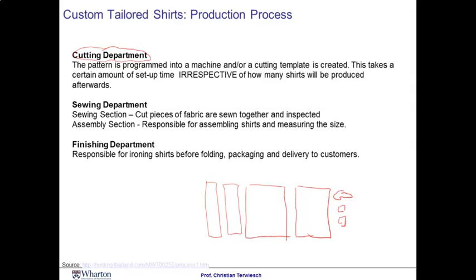Oftentimes, there are even multiple layers of textile piled on top of each other and then cut in one go. So the next step is the sewing department. This is a real assembly line where these multiple pieces that we get out of the cutting are put together. Finally, in the finishing department, the shirts get ironed and folded together in a package ready for delivery to the customers.